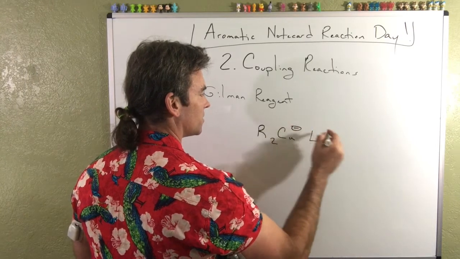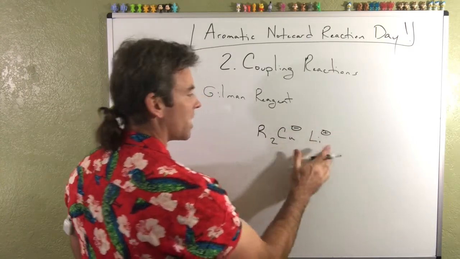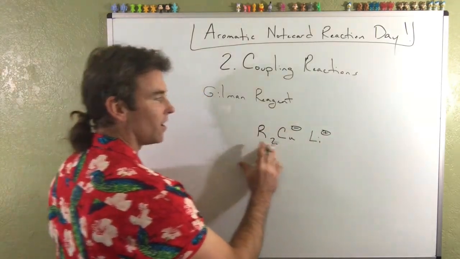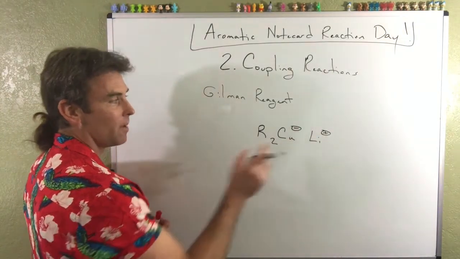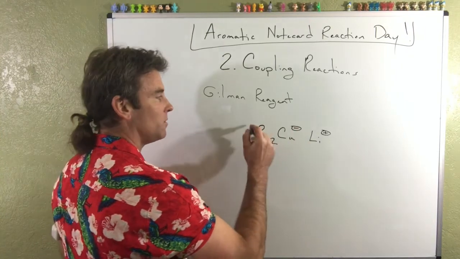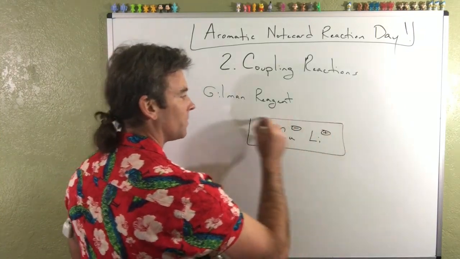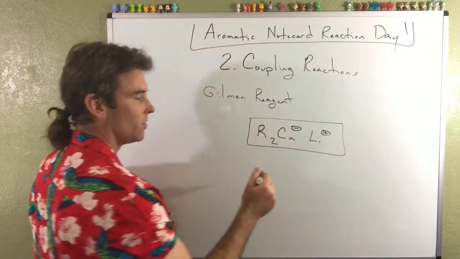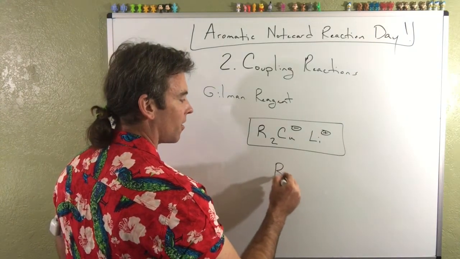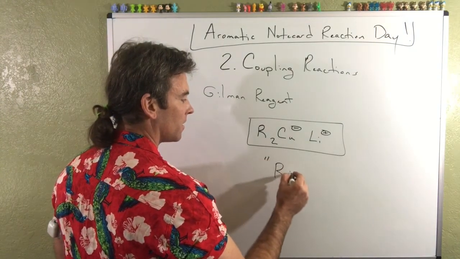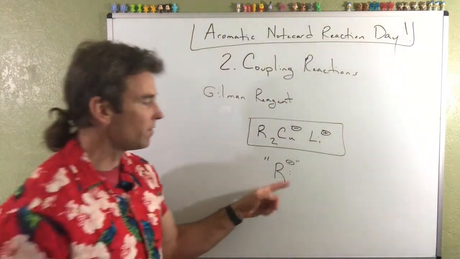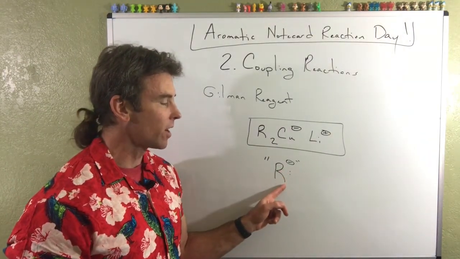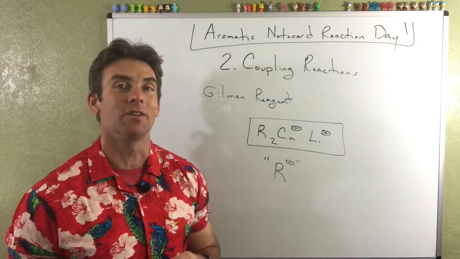That's actually a minus charge. A Gilman reagent is actually a salt that has lithium as a counter ion, and it turns out that anytime you see this Gilman reagent, what it's trying to get you to recognize is whatever that R is, it's really kind of a functional equivalent of that organic piece with a minus charge, right?